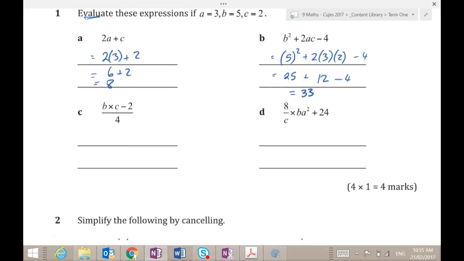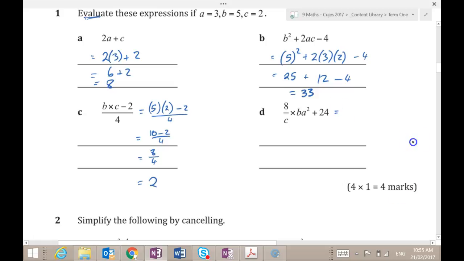Not too bad. Same one again, substitution, B times C. So it's 5 times 2 minus 2, all divided by 4. That's 10. Take away 2 divided by 4. 8 divided by 4, which is just 2.